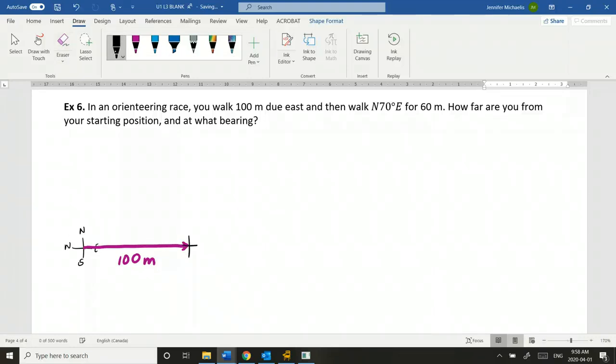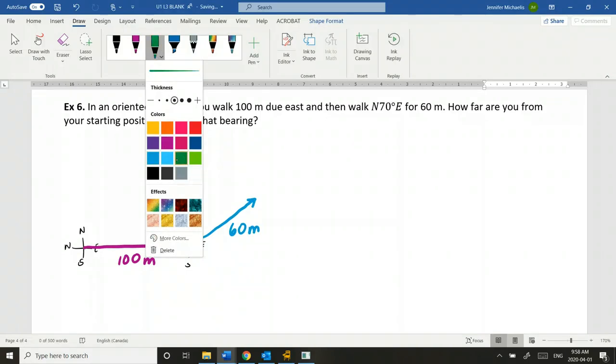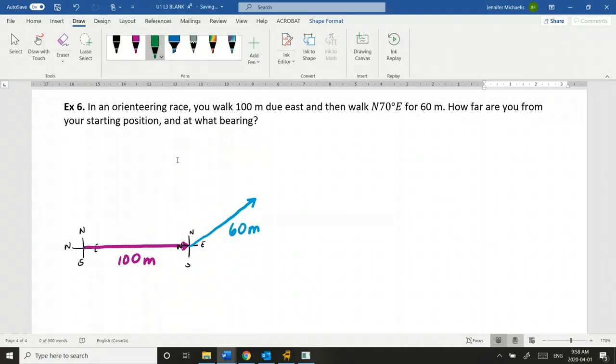So from there, I'm going to draw another little north, east, south, west line. And from there, we're walking north 70 degrees east. So I'm going to measure off of the north 70 degrees toward the east for 60 meters. So here's our resultant, and I'm going to label that vector R as resultant.